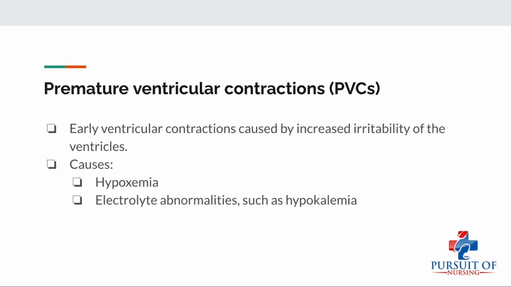PVCs are premature ventricular contractions. So they are early ventricular contractions, which are caused by increased irritability of the ventricles. Different causes for PVCs include hypoxemia or electrolyte imbalances such as hypokalemia.